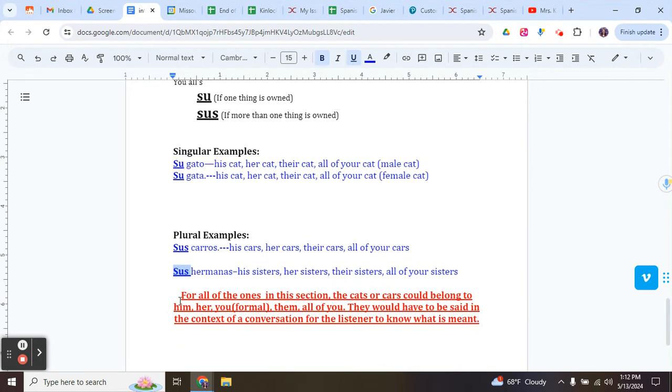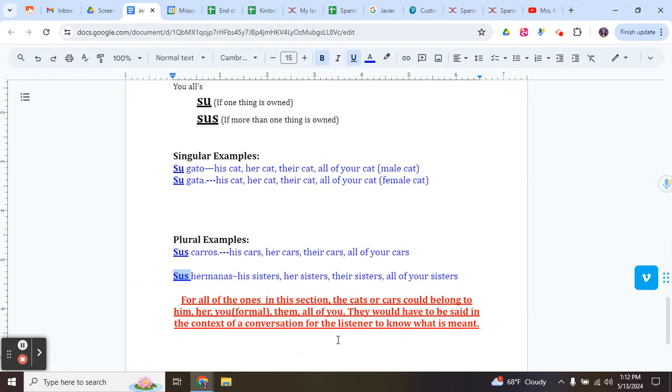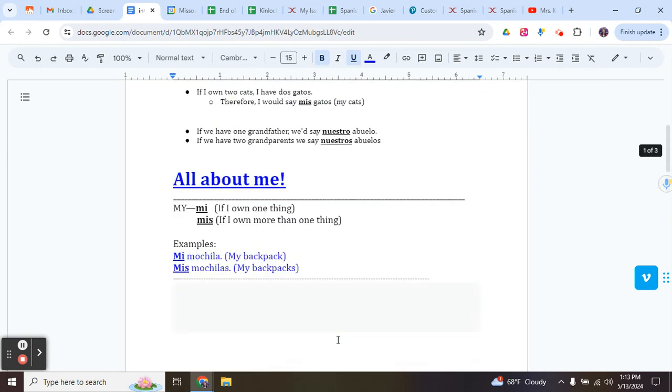Okay, so for all of the ones in this section, the cats, the cars could belong to any one of these people, right? And that would have to be said in the context of a conversation for the listener to know precisely what is meant. And that is possessive adjectives.